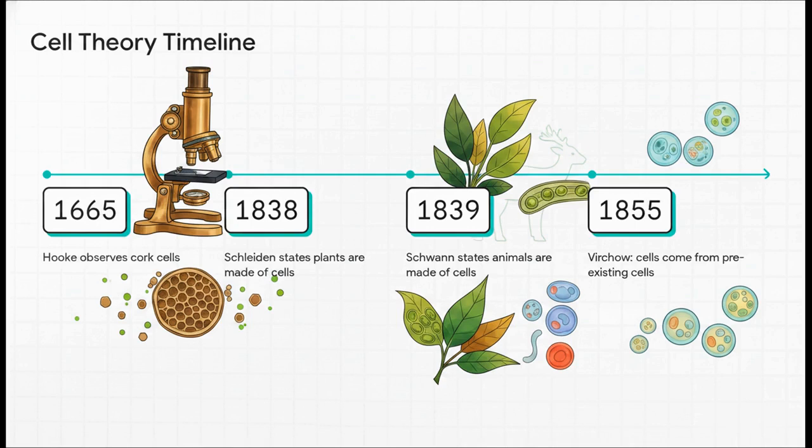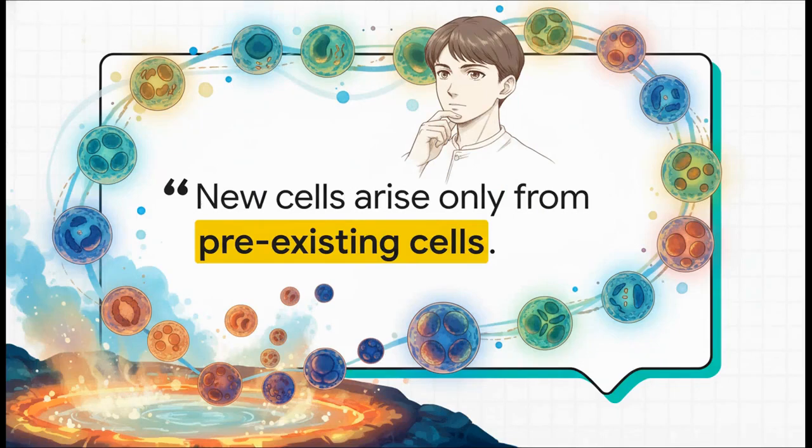But it took decades before Matthias Schleiden and Theodor Schwann put the pieces together in the 1830s, realizing that all plants and all animals, every single living thing, are made entirely of these cells. Then, in 1855, Rudolf Virchow dropped the final puzzle piece, stating that new cells arise only from pre-existing cells. Think about what that actually means. Every single cell in your body right now came from a pre-existing cell, forming an unbroken chain extending all the way back to those ancient, boiling hot springs.